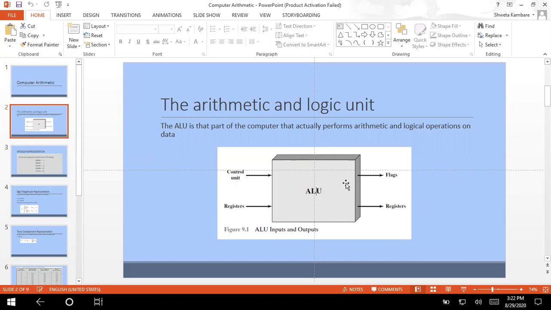Okay, and there are also some flags. If there are some exceptions, you'll be needing these flags. You'll understand what exceptions are in the near future.